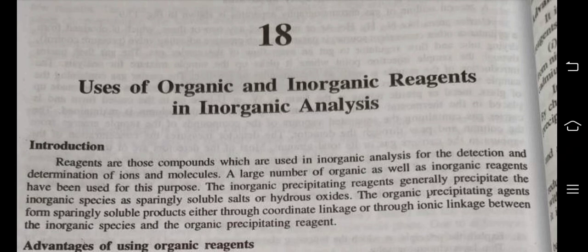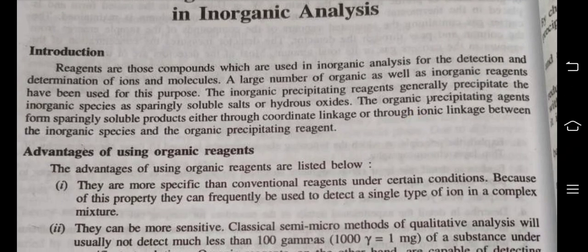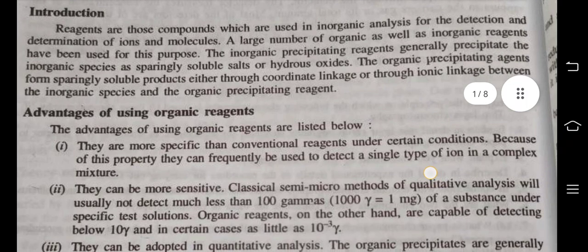Today we will read uses of organic and inorganic reagents in inorganic analysis. Introduction. Reagents are those compounds which are used in inorganic analysis for the detection and determination of ions and molecules. A large number of organic as well as inorganic reagents have been used for this purpose. The inorganic precipitating reagents generally precipitate the inorganic species as sparingly soluble salts or hydrous oxides. The organic precipitating agents form sparingly soluble products either through coordinate linkage or through ionic linkage between the inorganic species and the organic precipitating reagent.